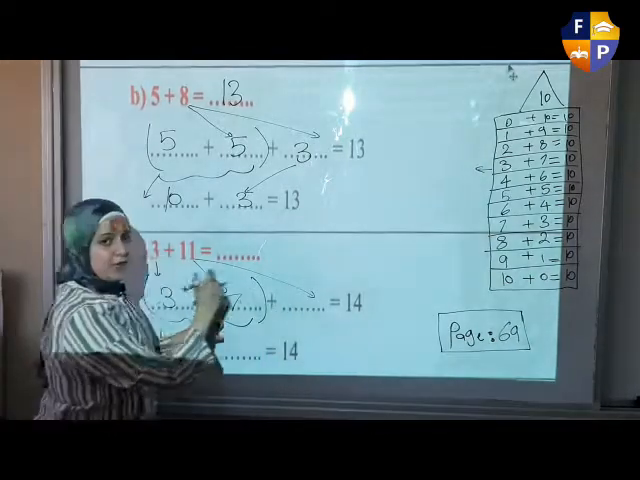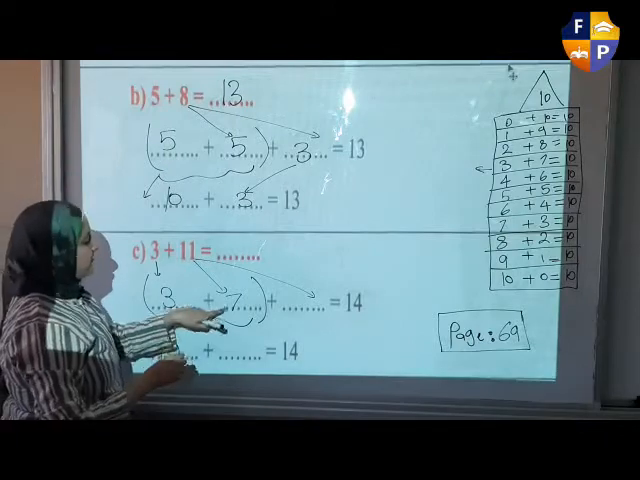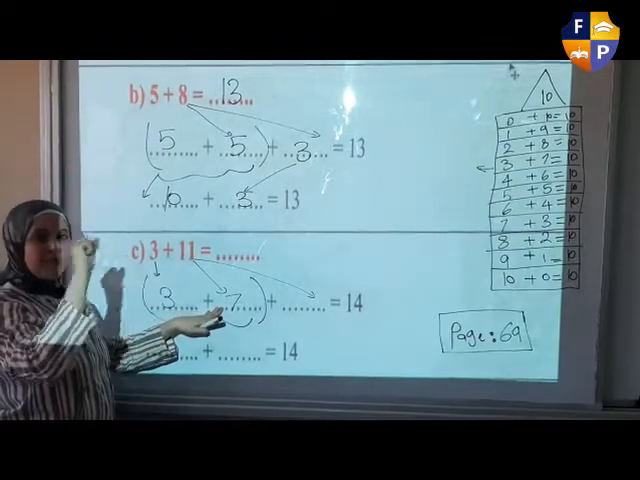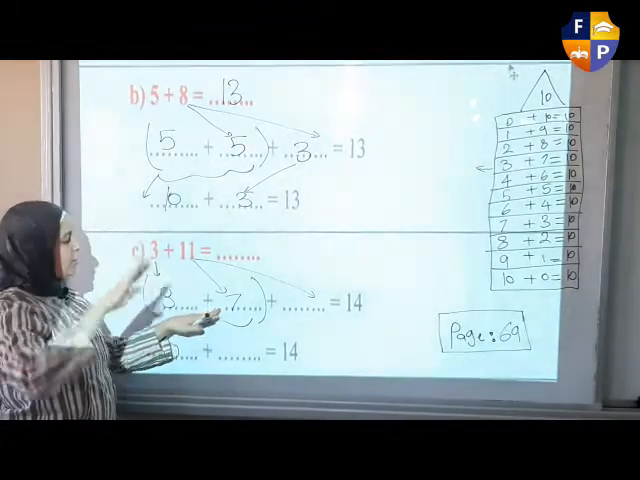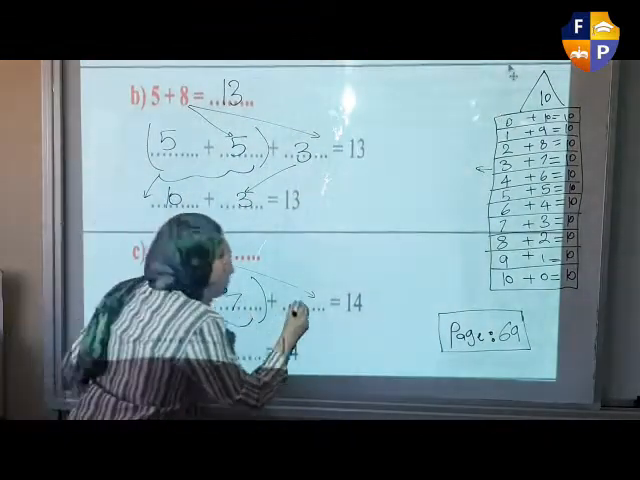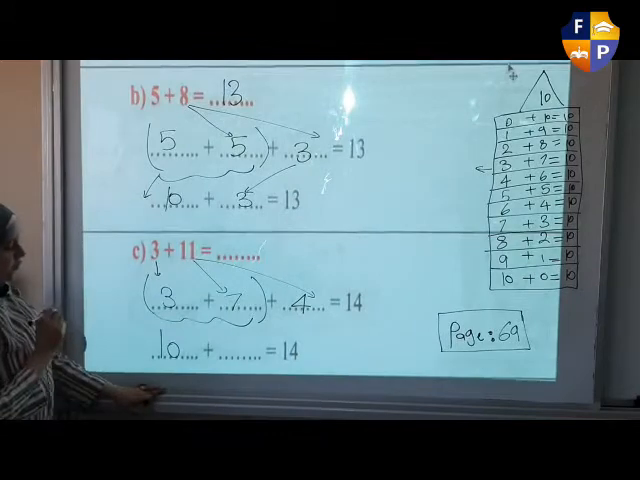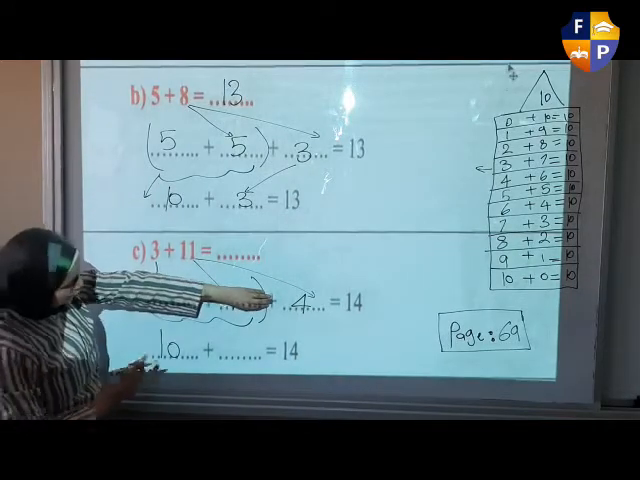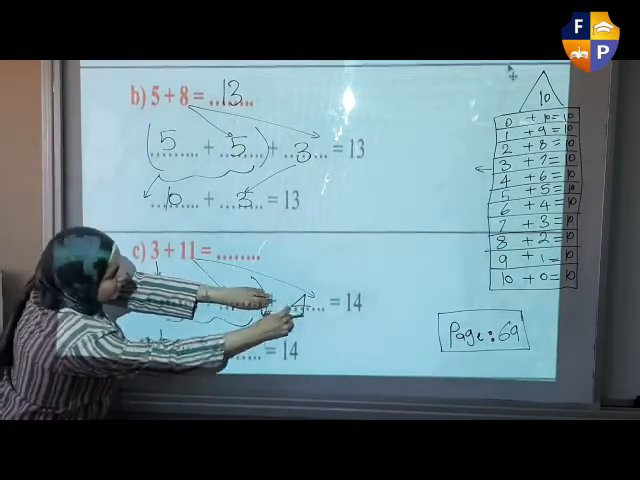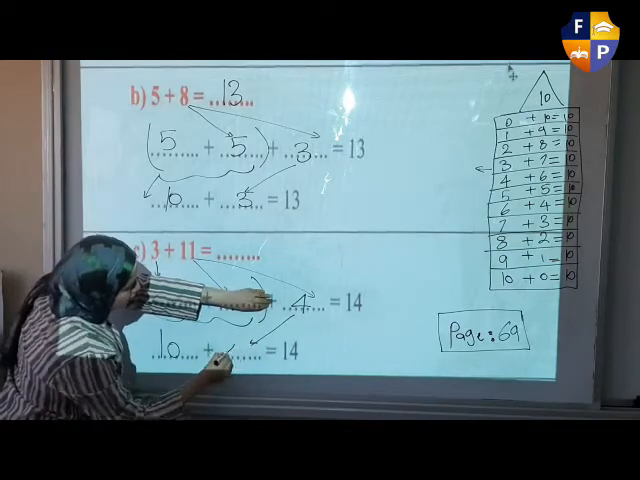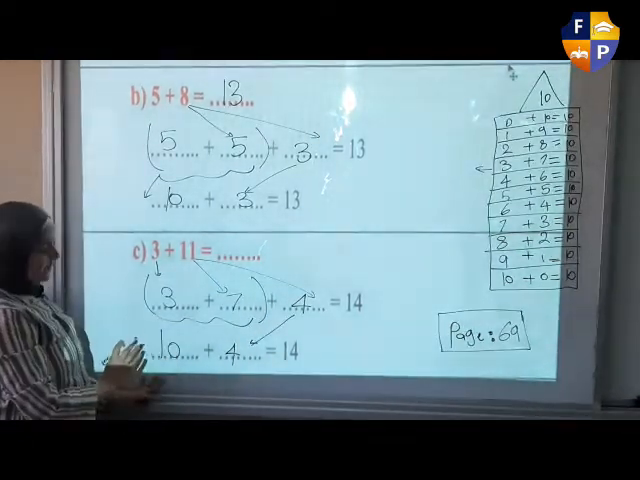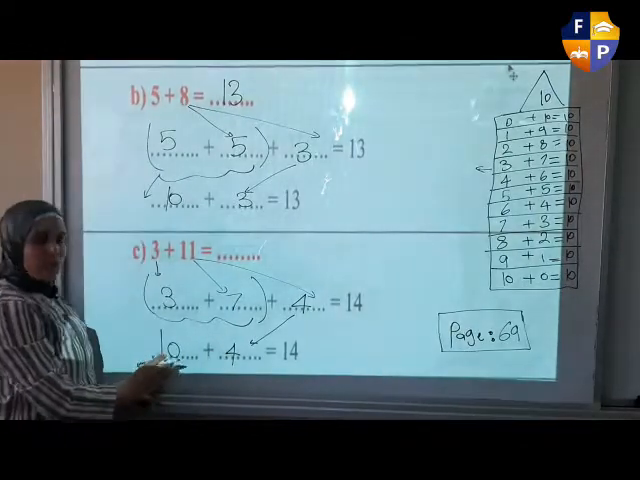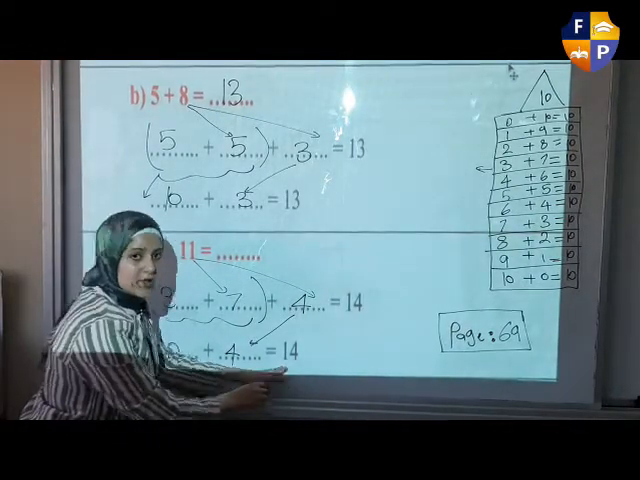So the second part would be, if you count after 7 to reach 11: after 7, 8, 9, 10, 11. So I have to add 4 to 7 to reach 11. The second part is 4. So this will give me 10 together plus what? Plus 4. I will put it here. And it's so easy to solve it now. 10 plus 4 equals what? For sure it equals 14.